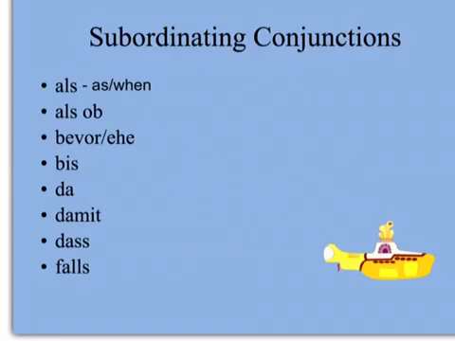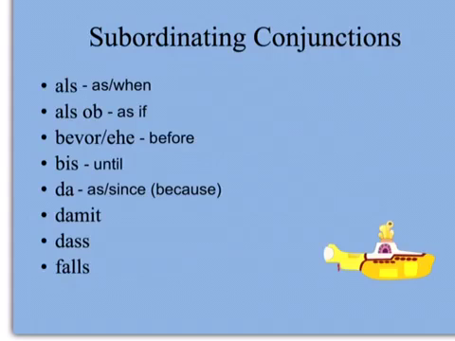Als means as or when in the past. Als ob, as if. Bevor or ehe, which is less common these days, both mean before. Bis, which you may be familiar with as a preposition, or in sentences such as bis Montag, until Monday, can also be used as a conjunction. Da, meaning as or since, in the sense of because, since I am too old, rather than since Monday.